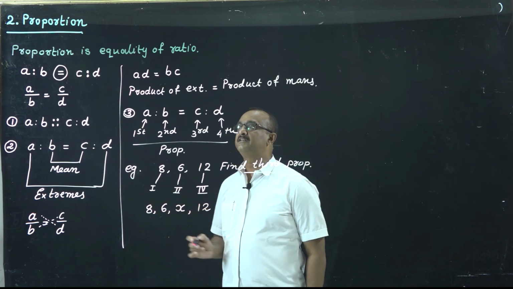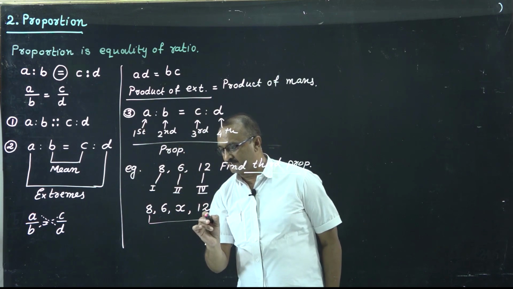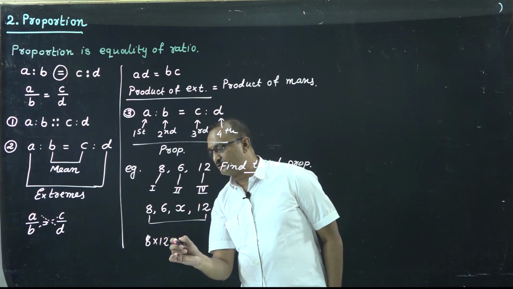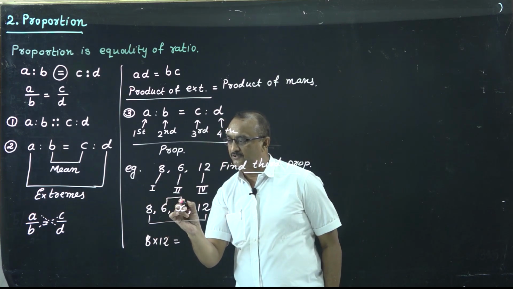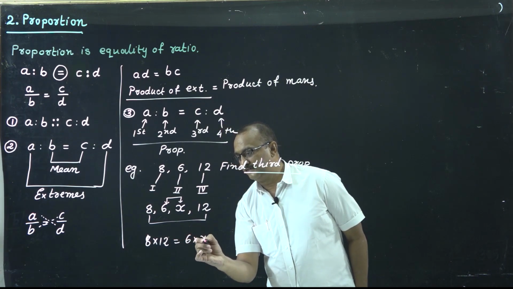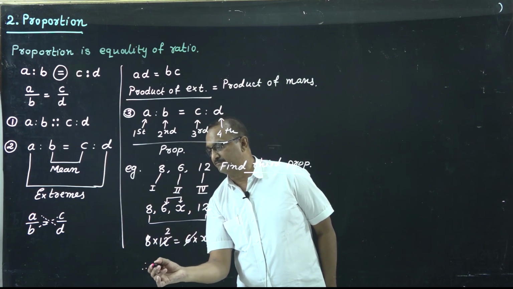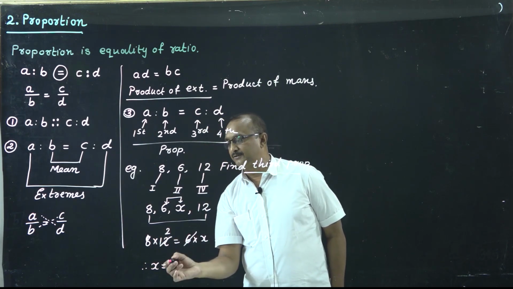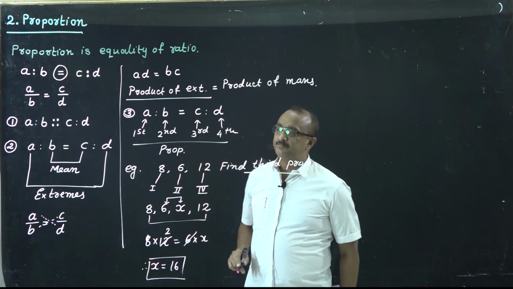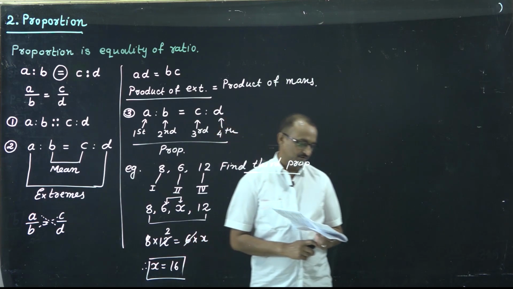Now what is our answer? Product of extremes, 8 into 12, is equals to product of means. Product of means means 6 into x. 6 2s are 12. So, x is equals to what? 8 2s are 16. So, the third proportional of this question is 16.